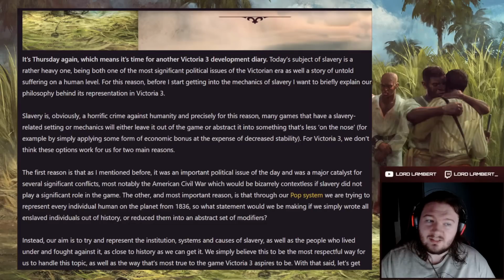Today's subject of slavery is a rather heavy one, being both one of the most significant political issues of the Victorian era, as well as a story of untold suffering on a human level. For this reason, before I start going into the mechanics of slavery, I want to briefly explain our philosophy behind its representation in Victoria 3.